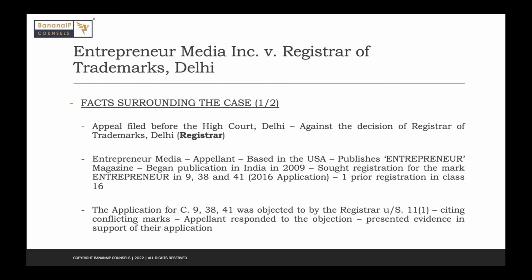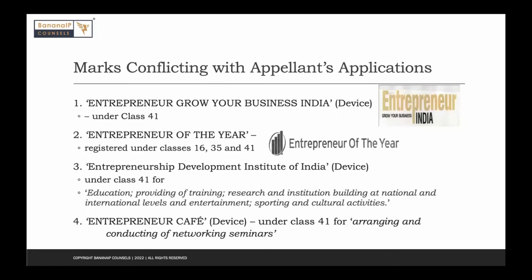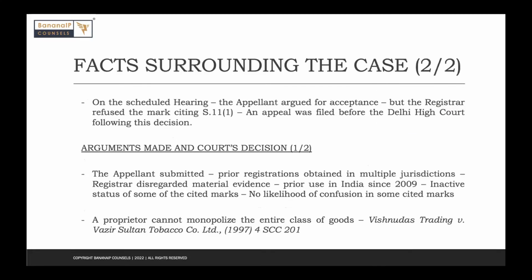Let's take a look at the marks that were cited as conflicting by the registrar. These 4 marks were cited by the registrar as conflicting with the mark of the applicant in this particular application. As you can see, these 4 marks are registered under class 41 for varying class descriptions. Let's call them mark A, B, C, and D for now. We'll deal with them a little bit later.